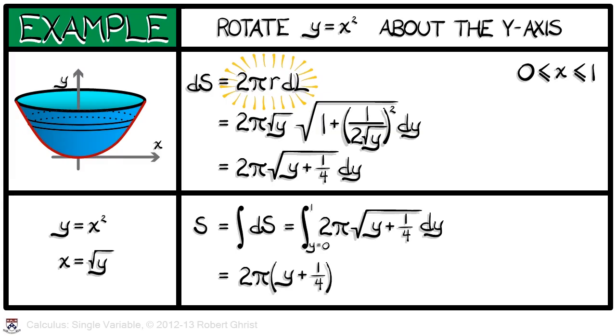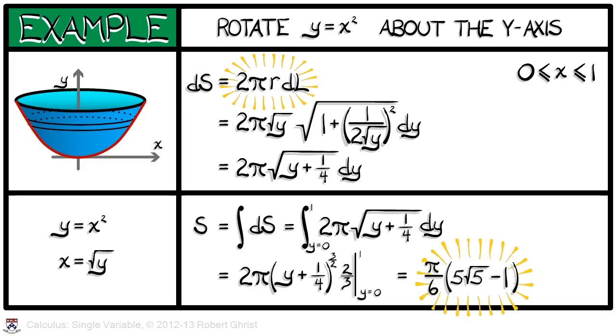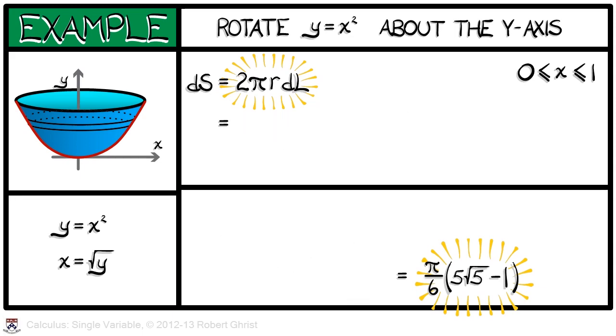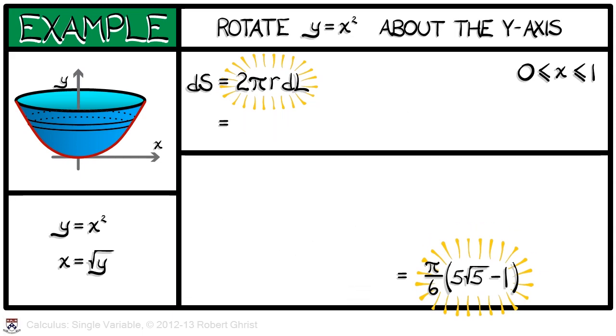This is not too hard of an integral. We get 2 pi times quantity y plus 1/4 to the 3/2 times 2/3. Evaluating that from 0 to 1, I'll let you check that that yields pi over 6 times 5 square root of 5 minus 1.